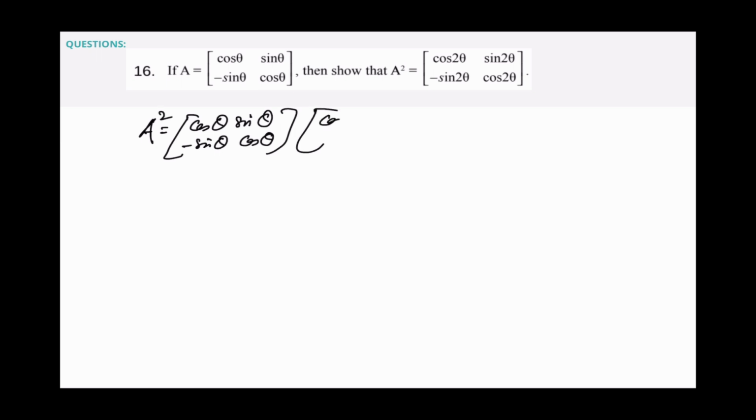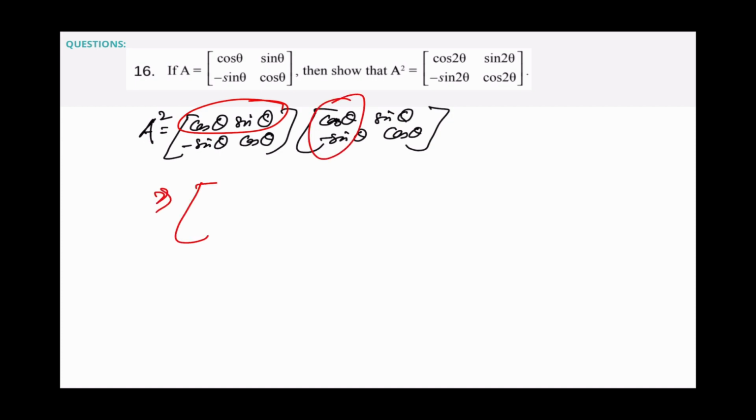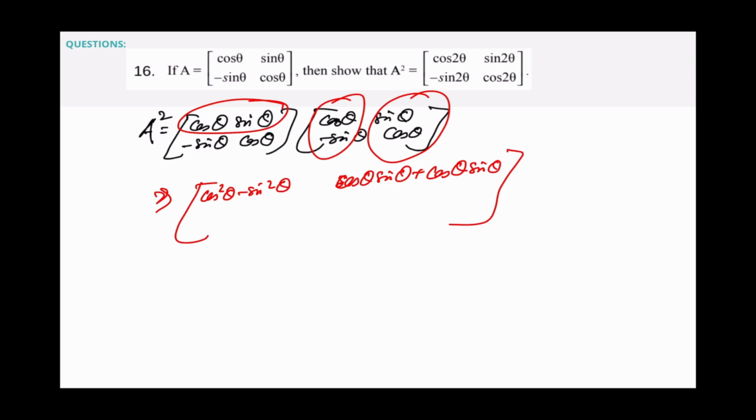Multiply with one more A. A square will be what? Cos theta, sin theta, minus sin theta, cos theta. So multiplication we all know, correct? First row, first column will give me the first element. So what is it? Cos square theta minus sin square theta. And first row, second column: cos theta sin theta plus again cos theta sin theta. Now same thing here: minus cos theta sin theta minus cos theta sin theta. And here again, if I do this row and this column, minus sin square theta plus cos square theta.